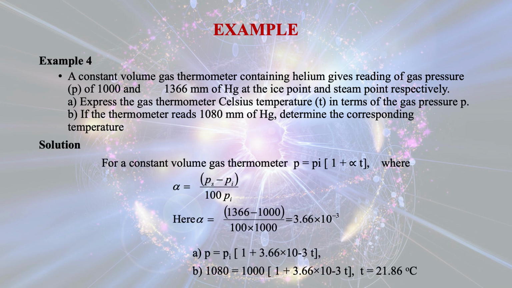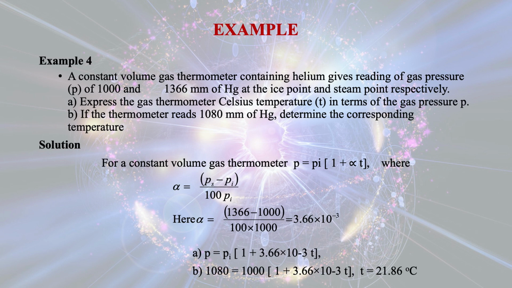So for a constant volume gas thermometer, we know that the pressure P is equal to Pi within bracket 1 plus alpha T, where Pi is the pressure at the ice point, and here alpha is a constant that is equal to (Ps minus Pi) whole divided by 100 Pi, and Ps is the pressure at the steam point. Pi is the pressure measured by the mercury level, that is, Pi is the pressure at the ice point, and Ps is the pressure at the steam point.